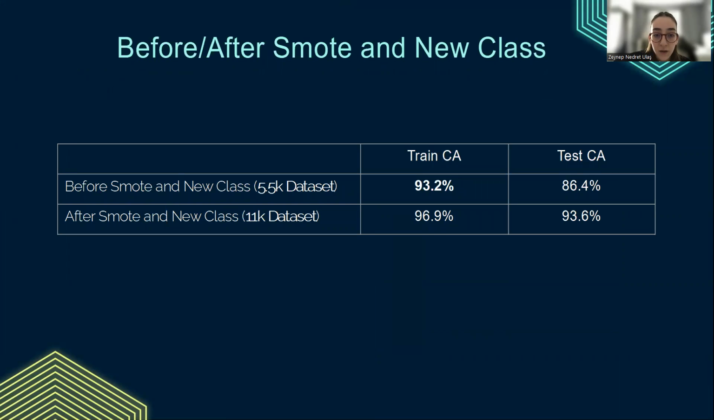And these are our accuracy scores for train and test before applying anything with 5.5K data. It's 93.2 for train and 86.4 for test. After we applied these and obtained 11,000 data, our train score increased to 96.9 and test score increased to 93.6. Next, please.